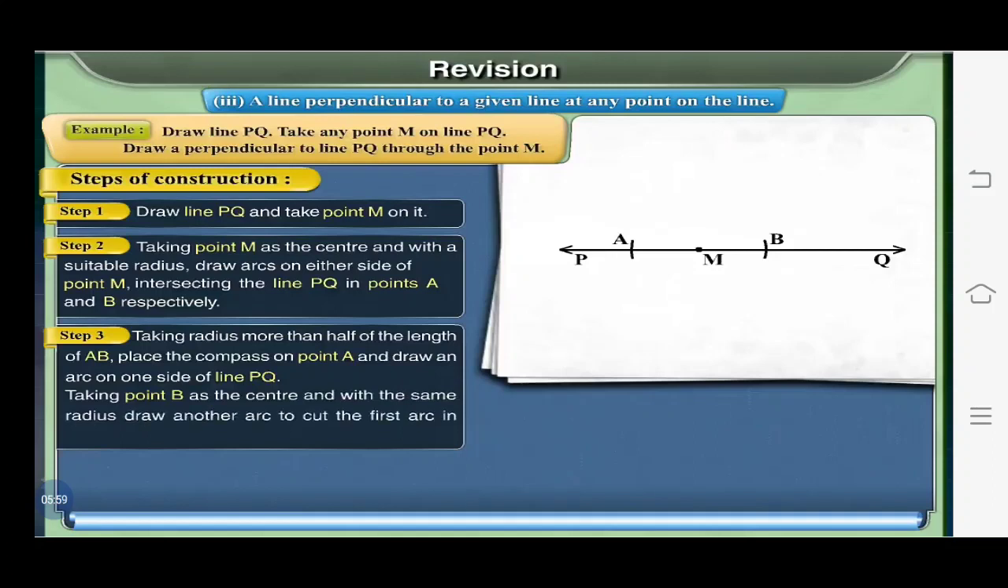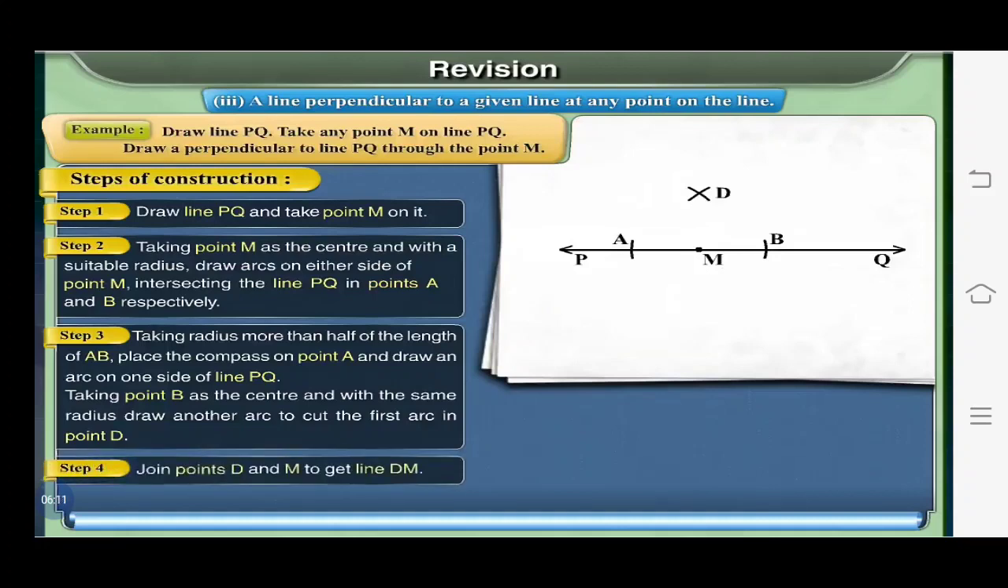Step 4. Join points D and M to get line DM. Line DM is the required line perpendicular to line PQ.